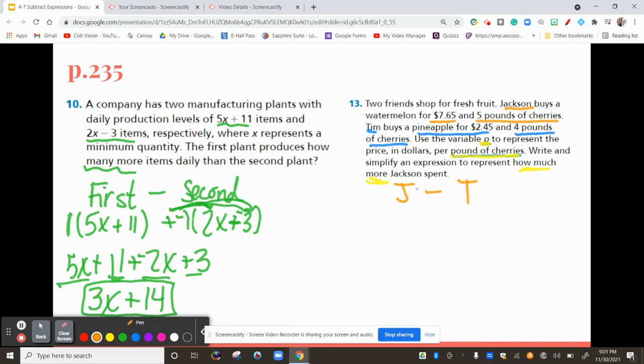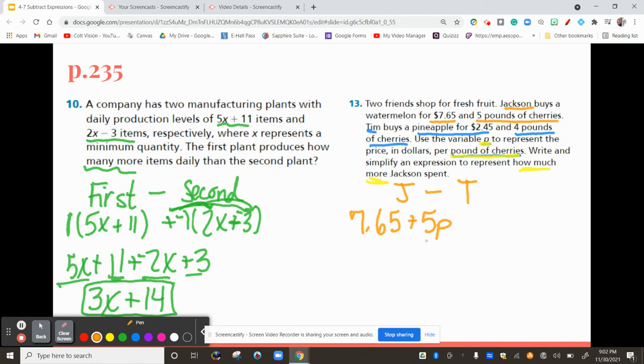So let me first write an expression for Jackson. He spent $7.65 on watermelon and 5 pounds of cherries. Well, 5 pounds isn't money. I can't add those together. But since I know that the pounds cost a certain amount, if P represents the price per pound, so P isn't pounds, P is the price in dollars per pound. So P is a dollar amount, like $2 per pound or $10 per pound. So 5 times the dollars would give me money. So now I can add those together. So that's how much Jackson spent.